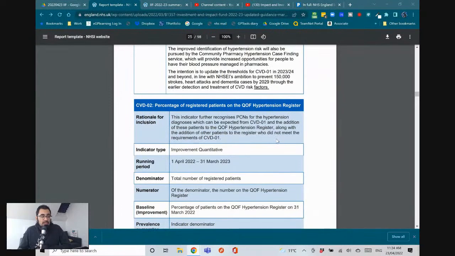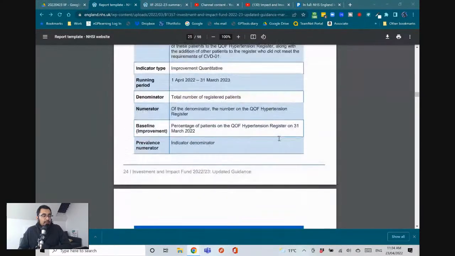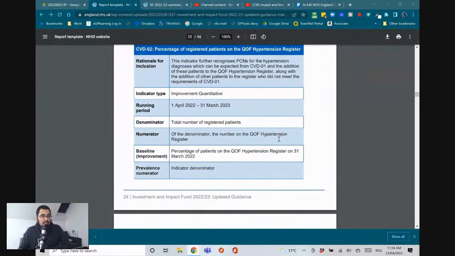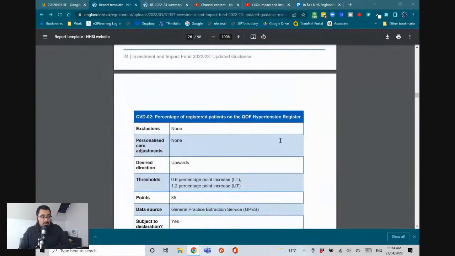CVD02, percentage of registered patients on the QOF hypertension register. So it's an improvement criteria. This is where you have to do some additional work to improve things. Basically, it takes the baseline percentage of patients on your QOF register, and there are no exclusions, there are no adjustments, and it's an upward trend. So this is trying to improve your criteria further.